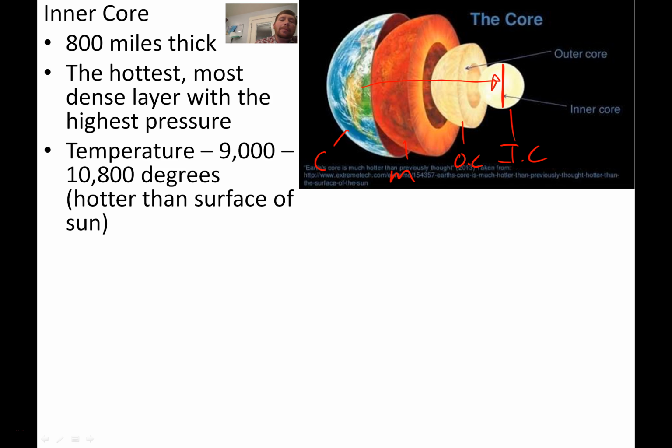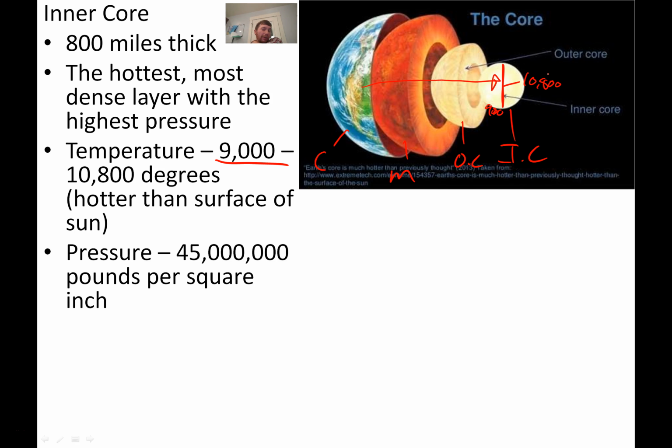Temperature, what we're talking about? Ranges from 9,000 at the very outer part of the inner core where it's touching the inner core. So right here we're looking at 9,000. When you get to the inside, the temperature is 10,800 degrees. And this is hotter than the surface of the sun. Now the core is not hotter than the sun, because once you get inside of the sun, we're talking millions of degrees. But the actual core is hotter than the surface of the sun itself, extremely hot.